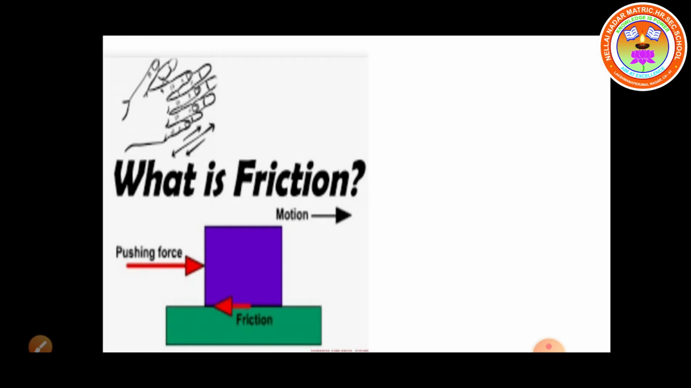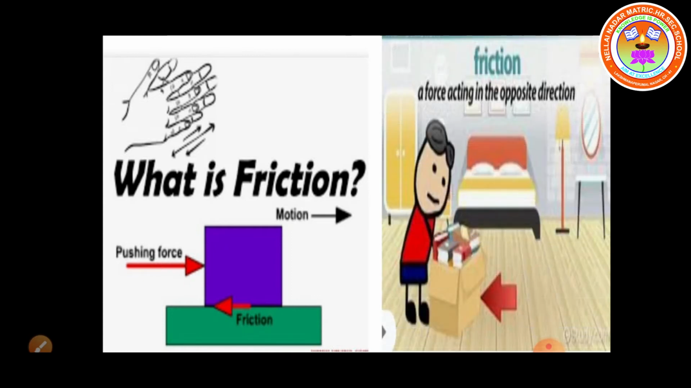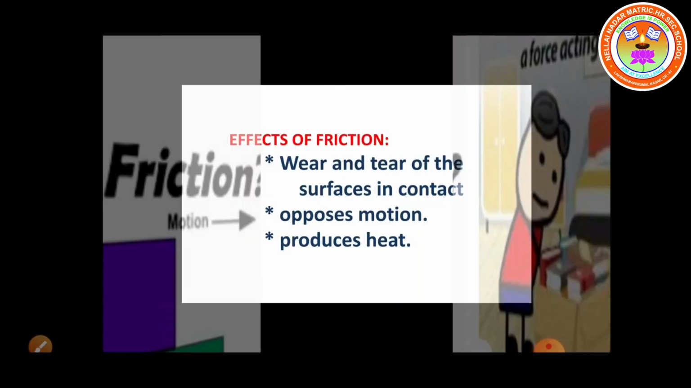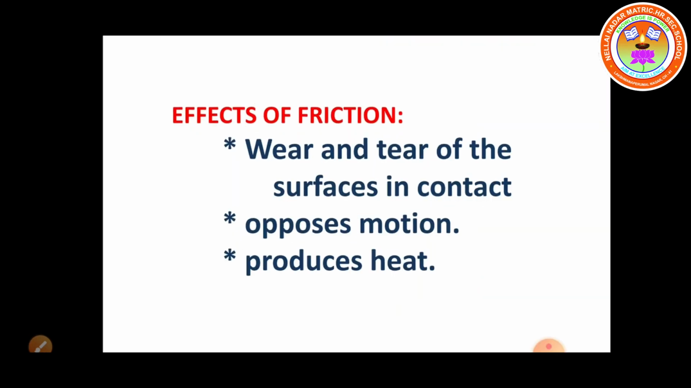So what is friction? Friction is a contact force between two surfaces or two bodies in contact that move or tend to move relative to each other. It always acts in the opposite direction to the moving body. This is called friction. Next we are going to move on to the effects of friction.